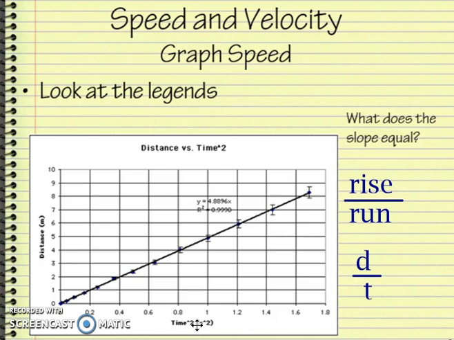Which could be, in this case, meters per second. But what does that really equal? That equals the velocity or the speed. So the slope on a distance-time graph, also called a position-time graph, is quite often used to help determine the speed by finding the slope.